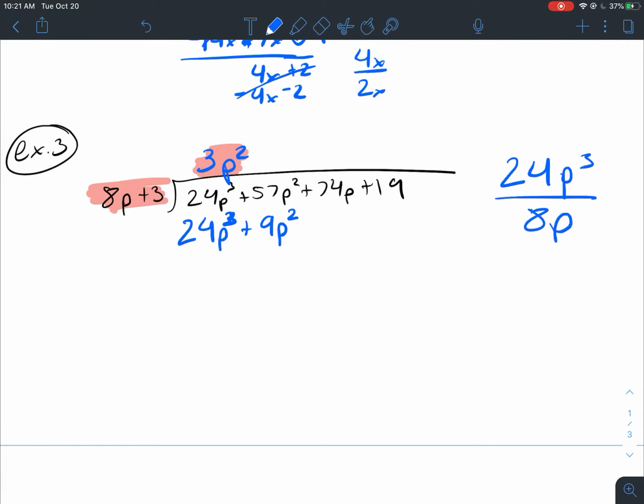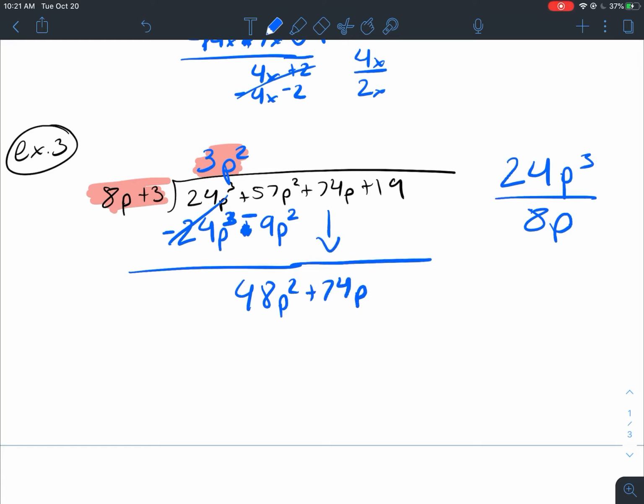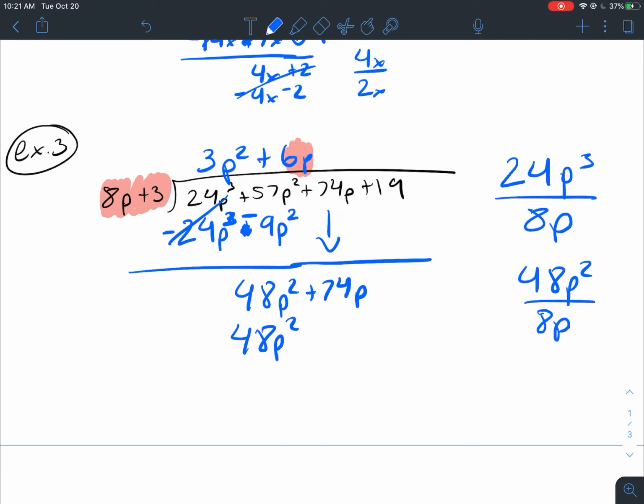Then I'm going to change my signs because I'm subtracting. So I get a minus 24p cubed and a minus 9p squared. Then I end up with a 48p squared. This guy goes away. I'm going to drag my 74p down. Then I'm going to do 48p squared divided by 8p, and that's going to give me a 6p. Then we're going to multiply 6p by 8p plus 3. We end up with a 48p squared and a plus 18p.